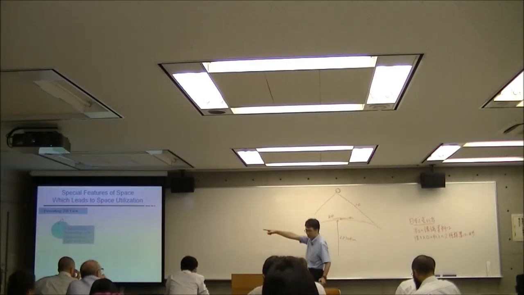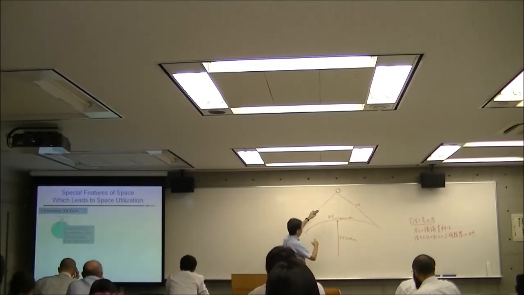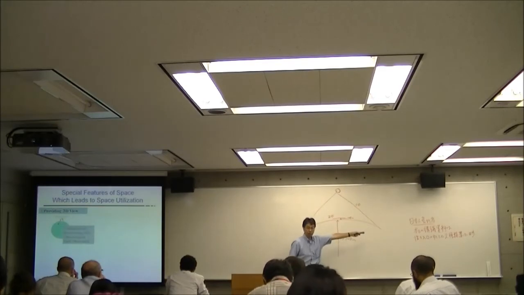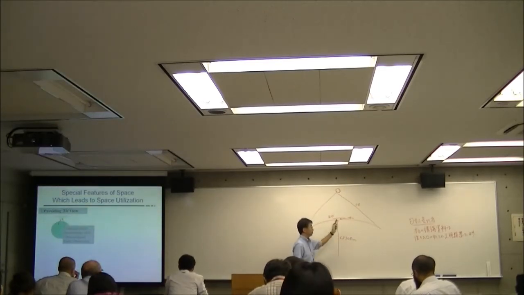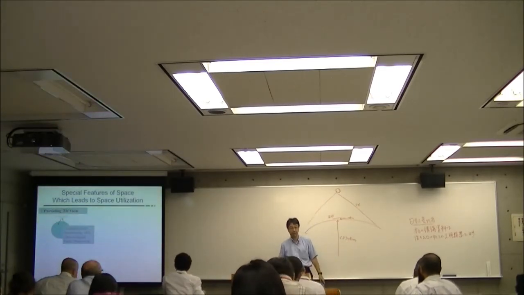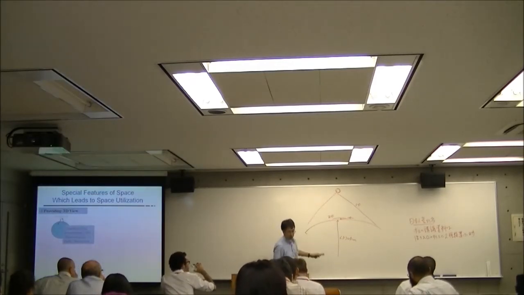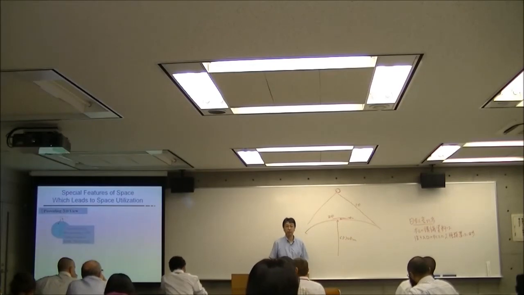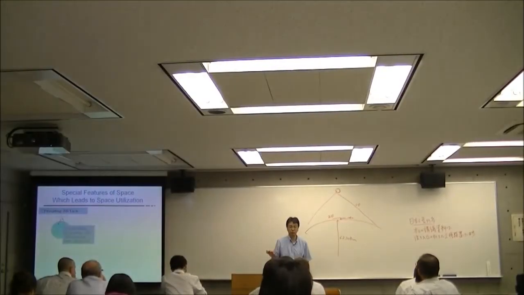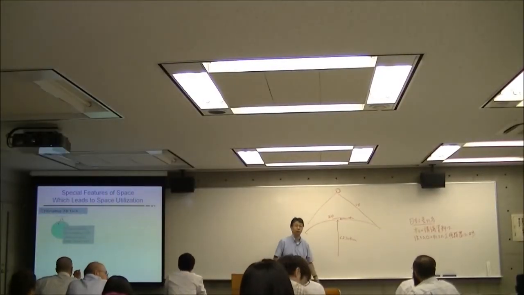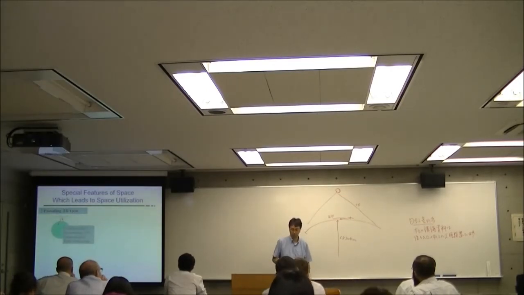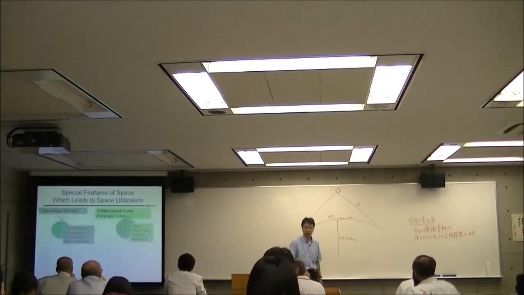For example, the communication system, because it can send the communication signal to many places all at once. And also broadcasting. This is the simulation. And the GPS, meteorological, and Earth observation. These are the missions which utilize this kind of 3D view characteristic of space. Okay, so the second one is here.